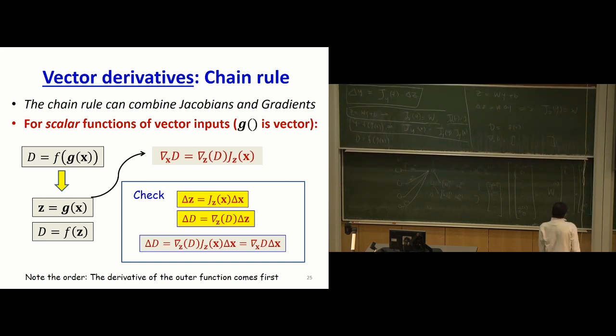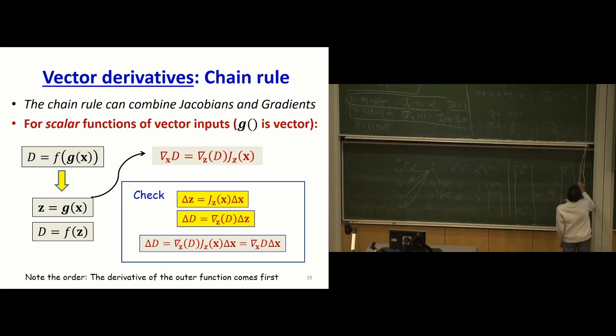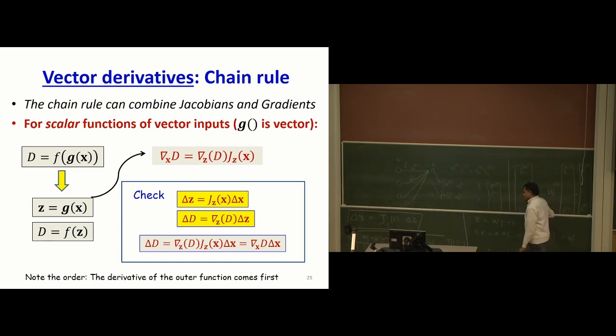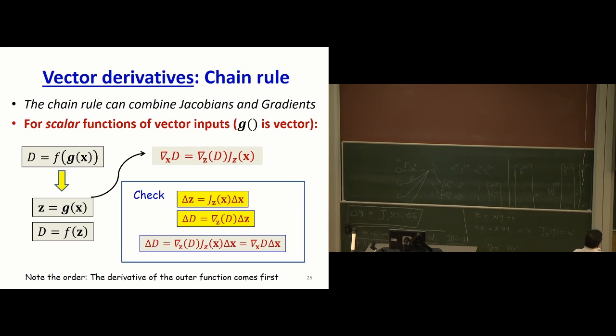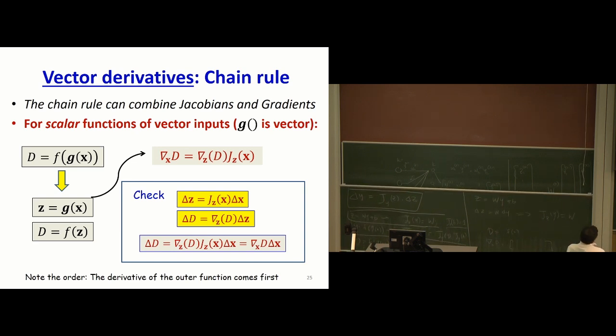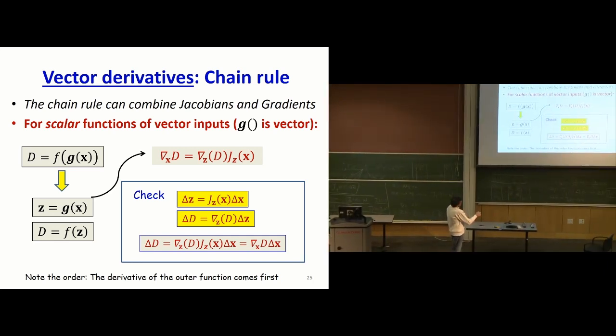The derivative of g with respect to x, d with respect to z is a row vector. The derivative of z with respect to x is a full Jacobian. So applying the same rule as before, you will find that the derivative of d with respect to x is the derivative of d with respect to z times the Jacobian of z with respect to x. Now this is a row vector, this is a matrix, the product of the two is going to give you a row vector, the dimensions hold.